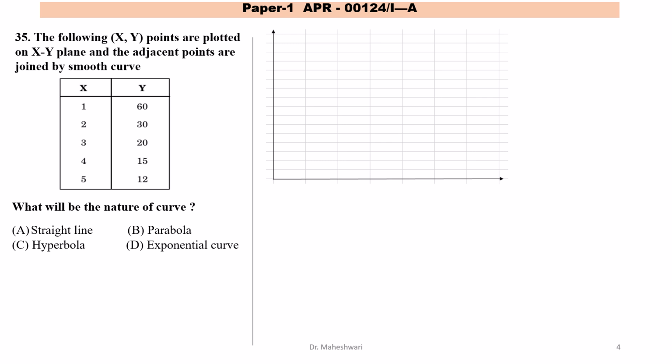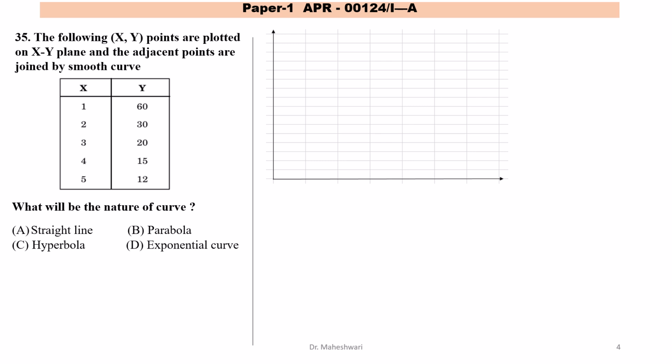The next question is, the following XY points are plotted on an XY plane and the adjacent points are joined by a smooth curve. So what we have to do is plot a graph. I have already shown in your answer sheet that even though the graph is not given, you can just draw it without graph paper on the rough page. One blank page is there, you can draw it.